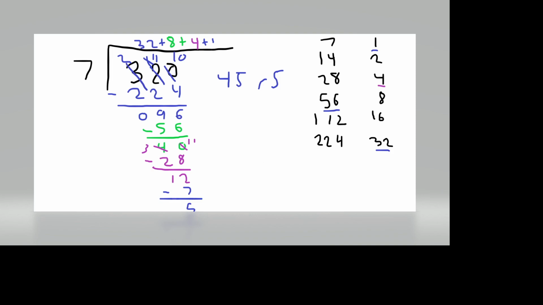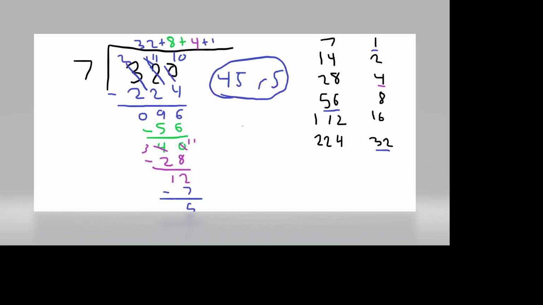Okay. So yeah, we're going to do 45 times 7 plus 5. And our answer is 320. So indeed, 45 remainder 5 is the correct result.